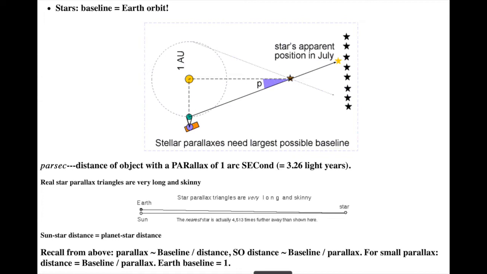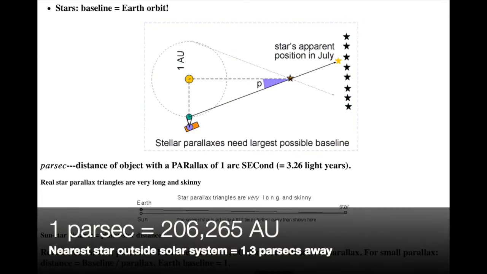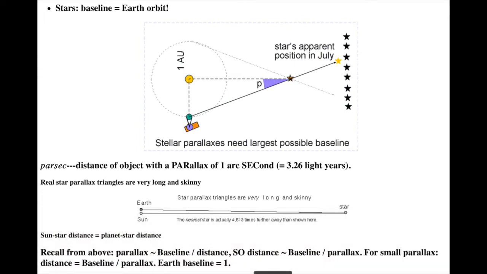Since we're working with the Earth's orbit as the baseline, 1 parsec equals 206,265 astronomical units, and the closest star outside the solar system is 1.3 parsecs away. Let's look at a more realistic star parallax triangle than the animation and go through an example parallax to distance problem.